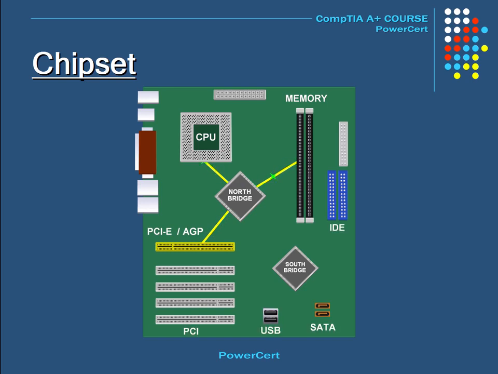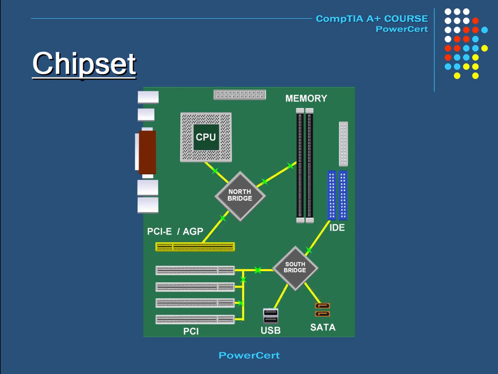The other chip is called the South Bridge, and the South Bridge is located at the bottom or southern portion of the motherboard, near the PCI bus slots. The south bridge connects to the PCI bus slots, SATA and IDE connectors, and USB ports. So the south bridge is responsible for the lower portion of the motherboard, while the north bridge is responsible for the upper portion. There is no direct connection between the CPU and the lower portion of the motherboard.